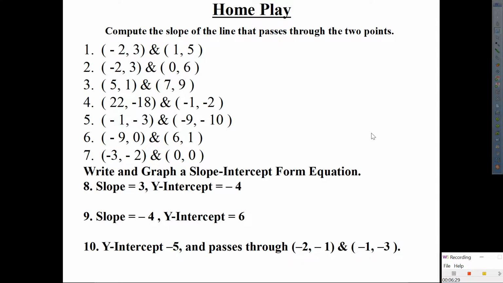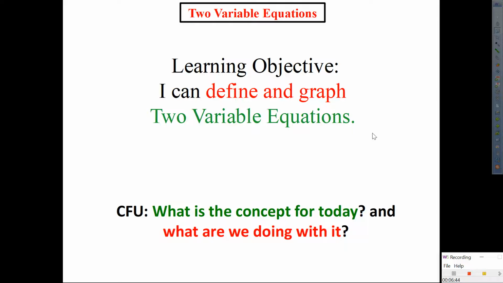Let's go. Get a Cornell note ready, please. Our objective for today: I can define and graph two variable equations. I can define and graph two variable equations. And some of you are already having flashbacks to the graphing portion, right?